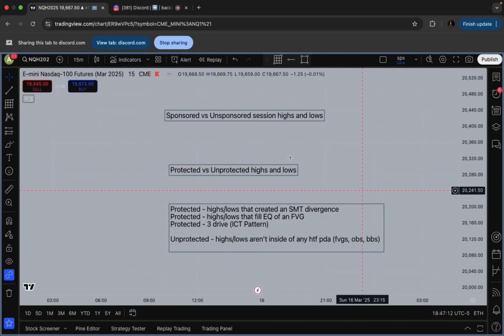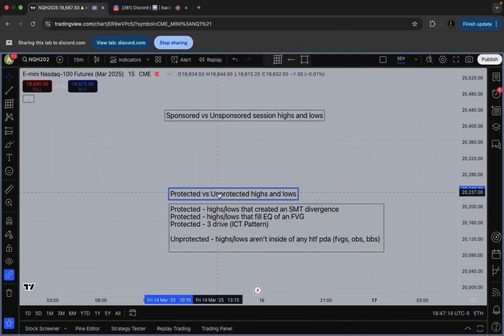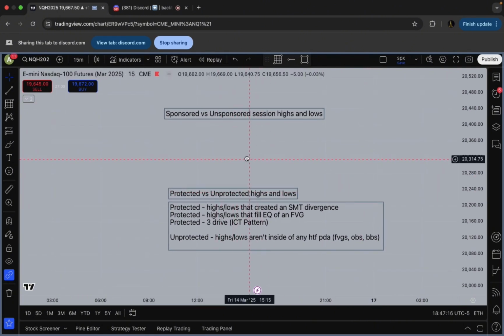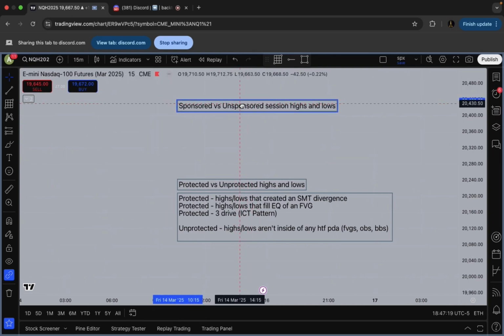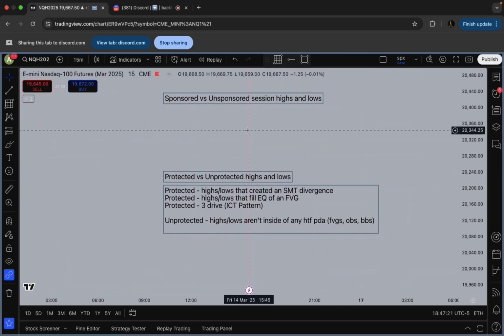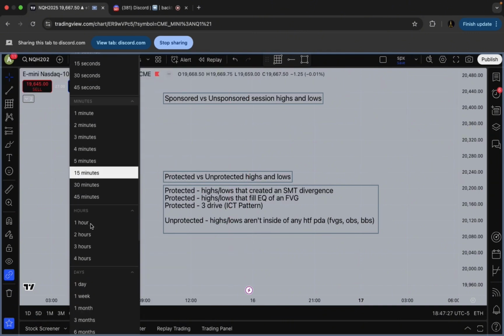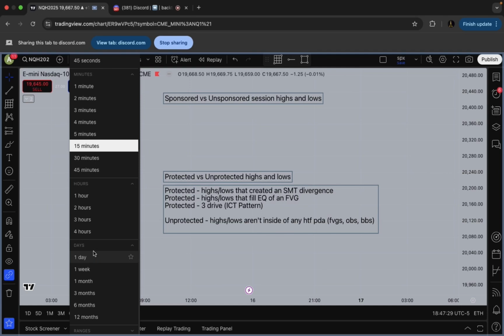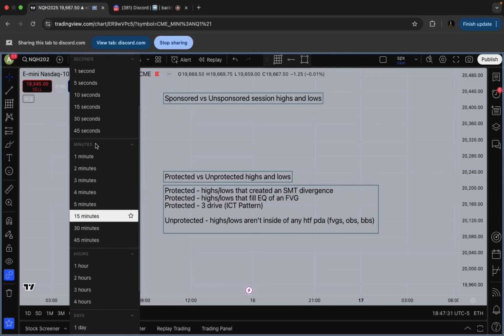Now let's move on to sponsored and unsponsored session highs and lows. And this is actually one of the most important parts of my trading for my daily bias, because the first thing I do when I hop on the charts every morning is start my top-down analysis: the daily, the 4 hour, the 1 hour, 15, 5, 1 minute.